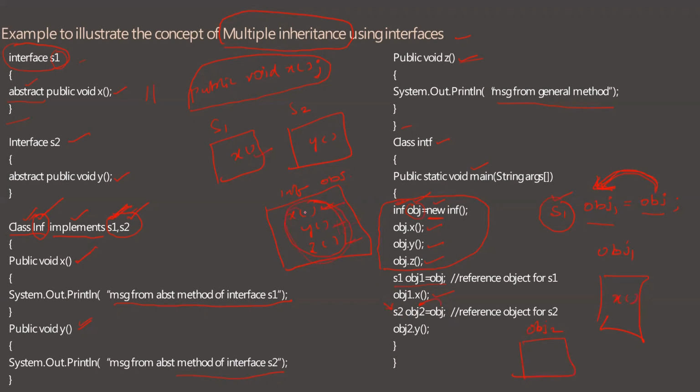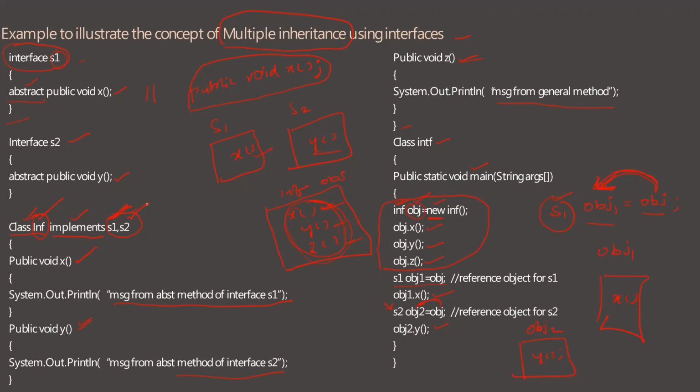So what are the properties of S2? S2 has only the Y method. So the Y method from this obj will be copied into obj2. So that's what I'm calling, obj2.y. Is that point clear? So this is how you're going to create reference objects.